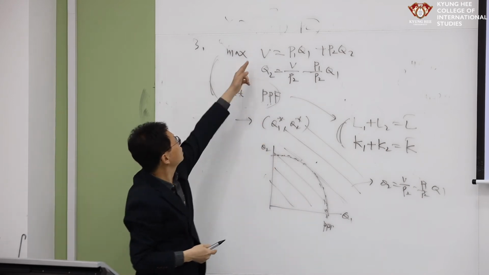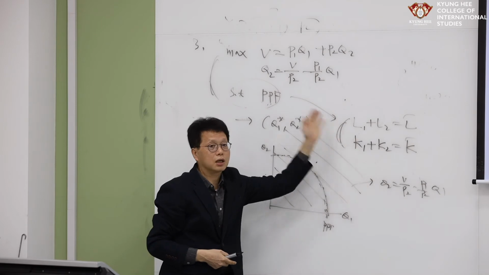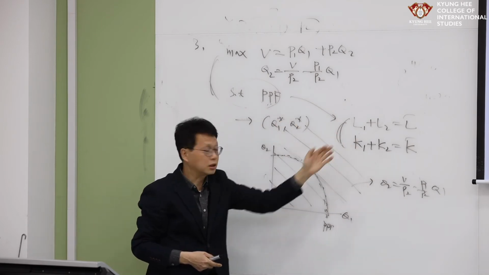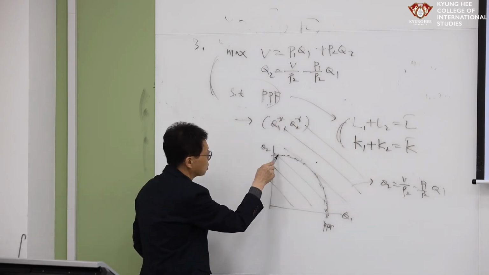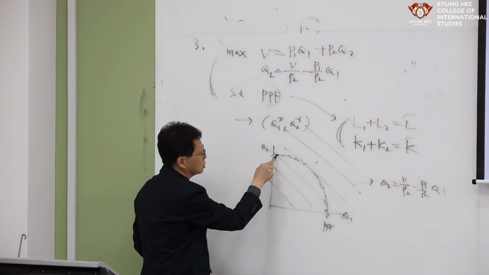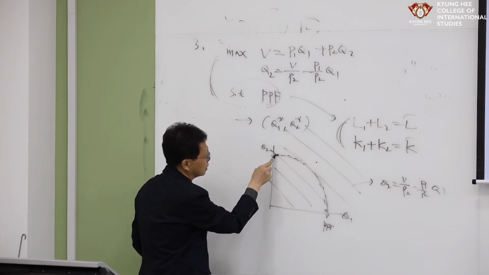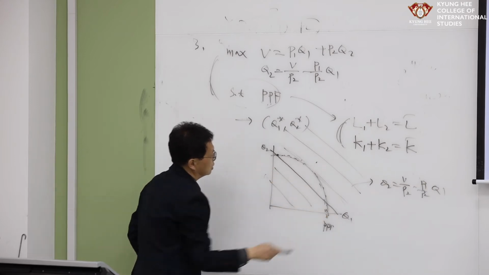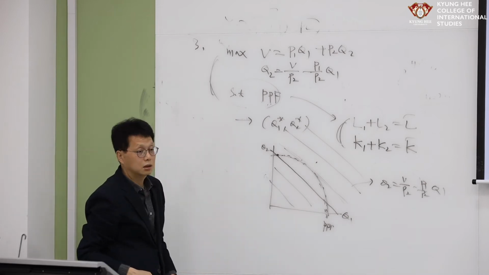And you want to touch the highest iso value line, the highest GDP line. Now think about it: if production occurred at this point, the GDP level crossing that point is represented by this kind of iso value line.